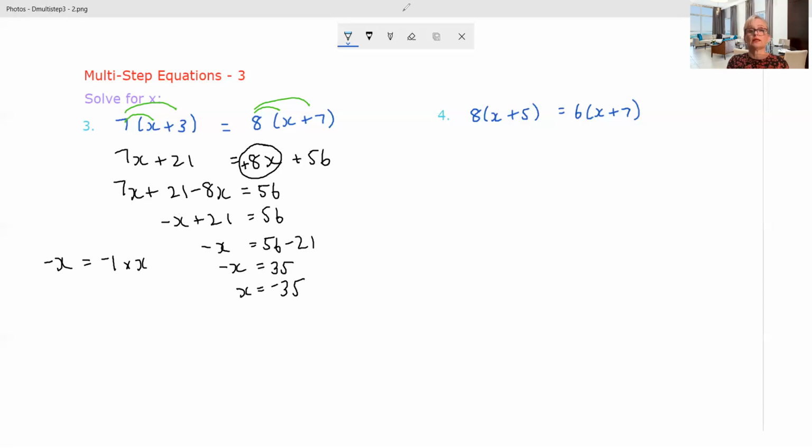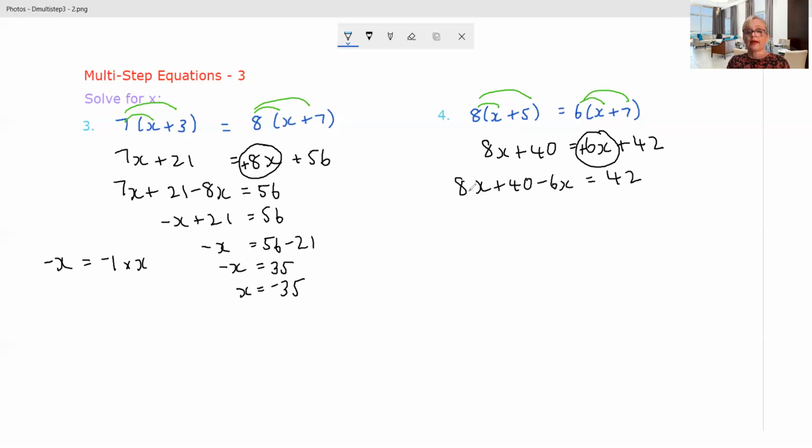Let's have a look at this next one here. Again, expanding. So we're going to get 8x plus 40 is 6x plus 42. That's really a plus 6x. So when we get rid of it, we're going to get 8x plus 40 minus 6x is 42. 8x minus 6x, just gathering up our like terms. 8x minus 6x is 2x plus 40 equals our 42.